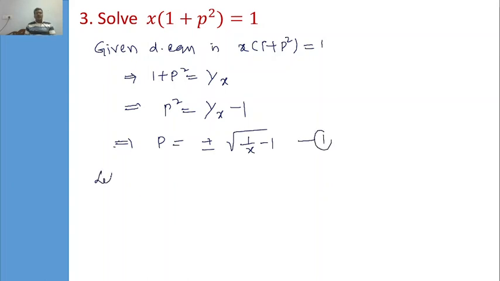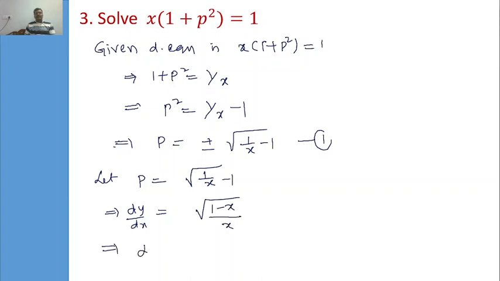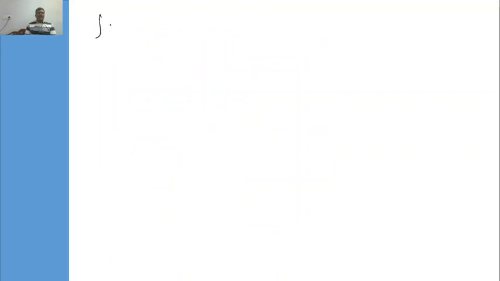Now let p equal to the positive square root of 1 by x minus 1. But p equal to dy by dx, we know, equal to square root of 1 minus x by x. dy equal to integral of square root of 1 minus x by x into dx. Integrate both sides. Integral of dy equal to integral of square root of 1 minus x by x dx plus c. This is equation number 2.